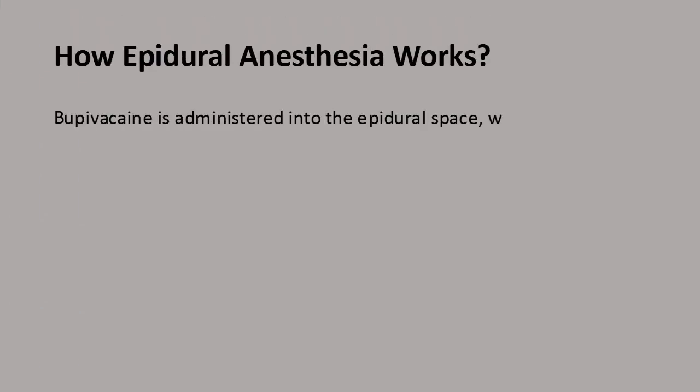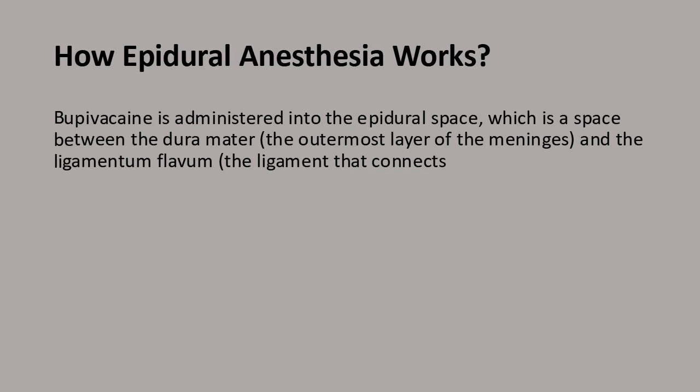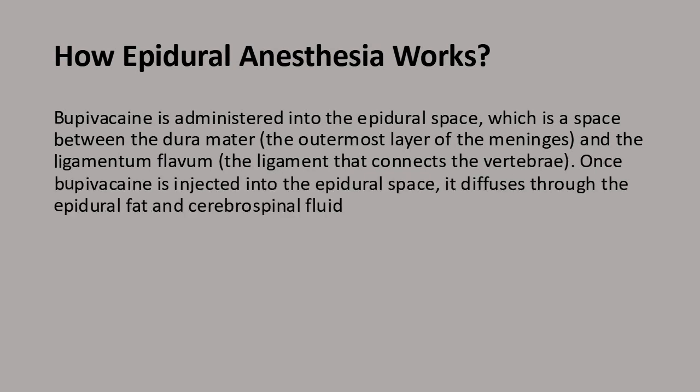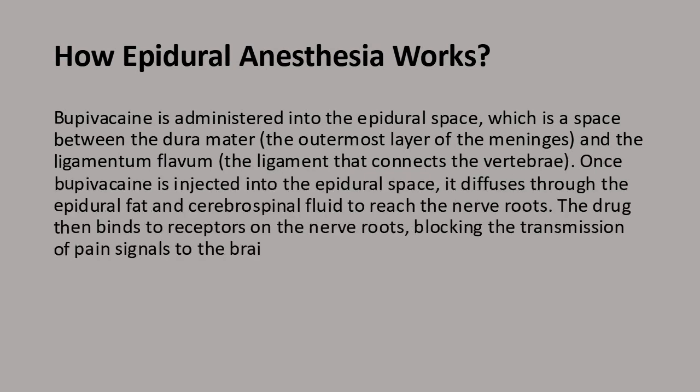How epidural anesthesia works. Bupivacaine is administered into the epidural space, which is a space between the dura mater, the outermost layer of the meninges, and the ligamentum flavum, the ligament that connects the vertebrae. Once bupivacaine is injected into the epidural space, it diffuses through the epidural fat and cerebrospinal fluid to reach the nerve roots. The drug then binds to receptors on the nerve roots, blocking the transmission of pain signals to the brain.